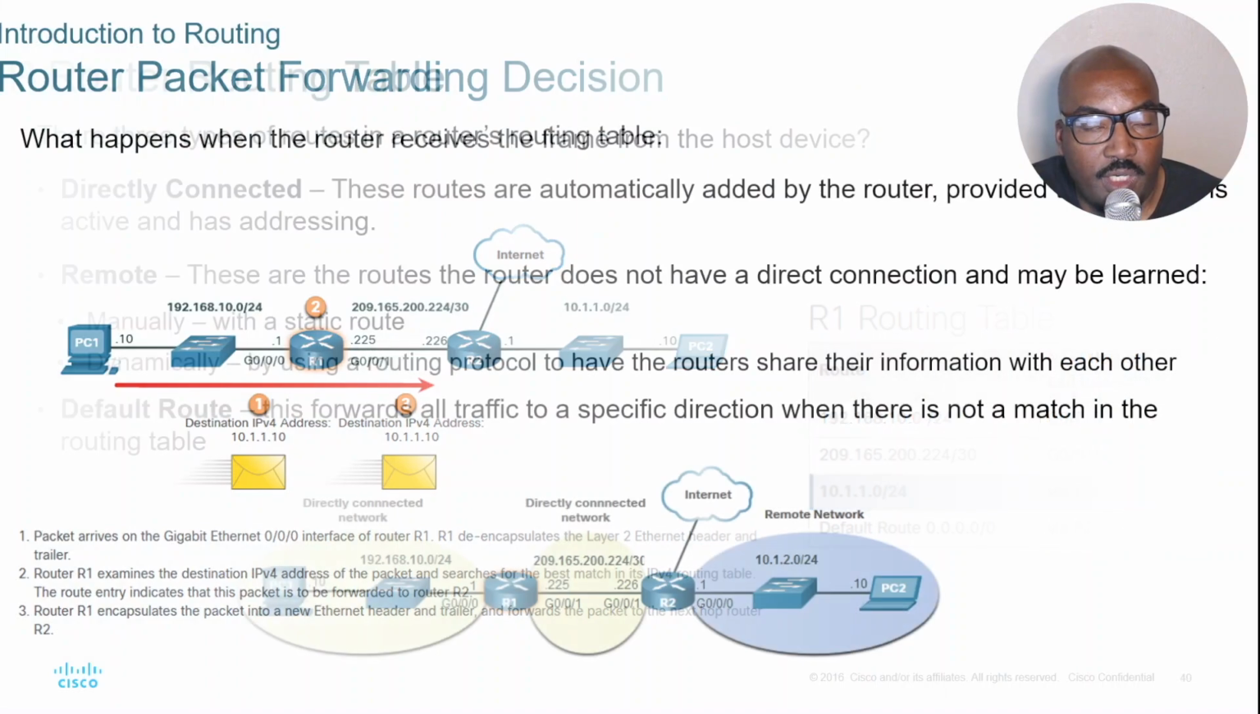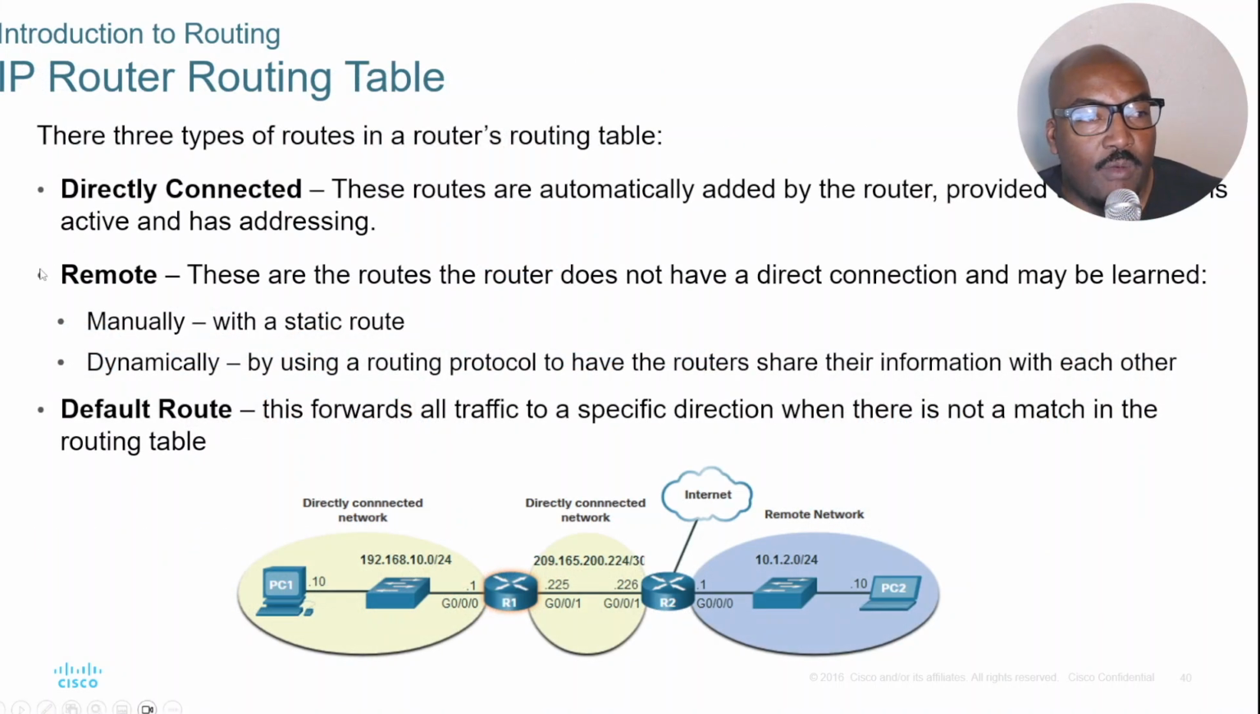Okay, so we looked at this one already. Let's move on here. IP routing tables. There are 3 types of routes in a routing table. We have directly connected. These routes are automatically added by the router, provided the interface is active and has addressing. So these are the connections that are already there. Remote, these are the routes that the router does not have direct connections to and may be learned manually with a static route, or dynamically, by using a routing protocol to have the routers share the information with each other.